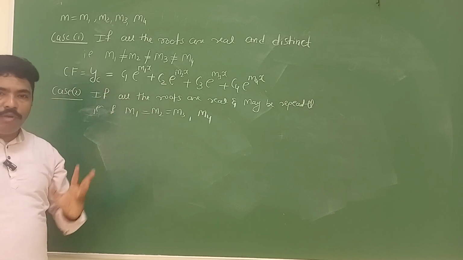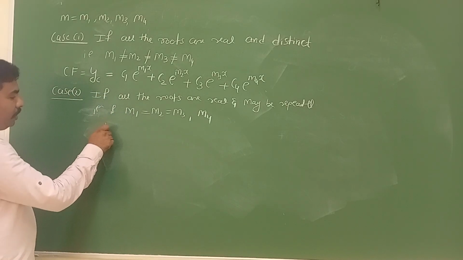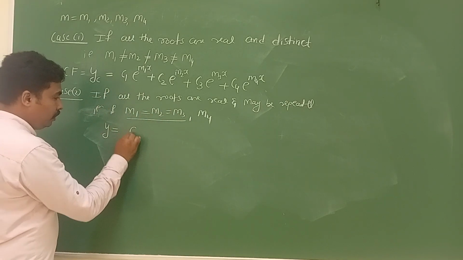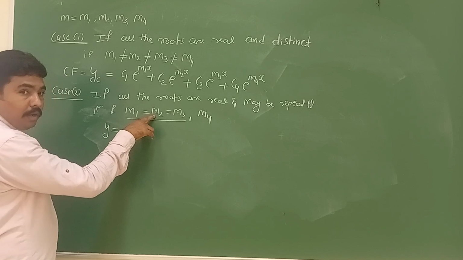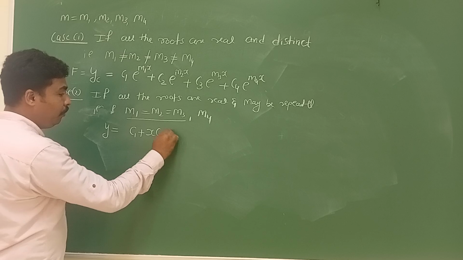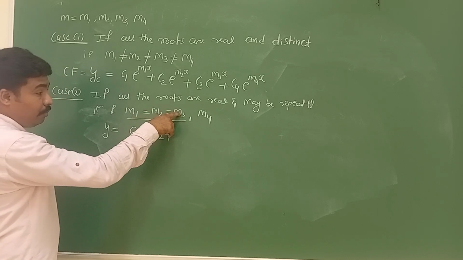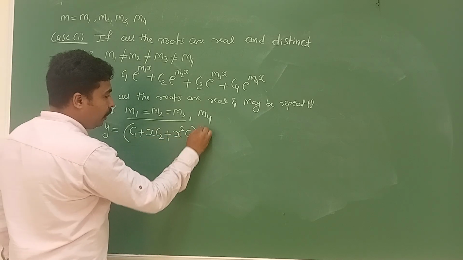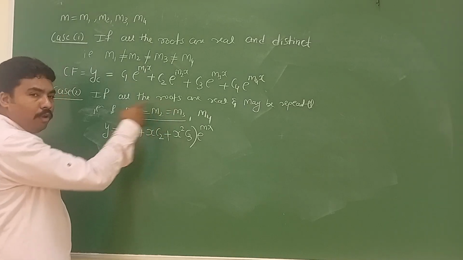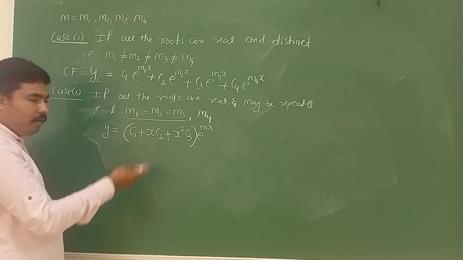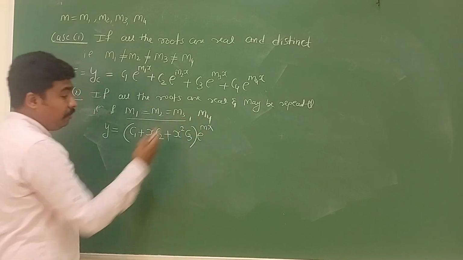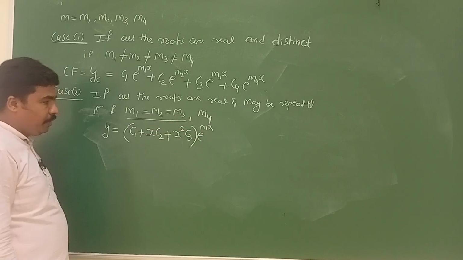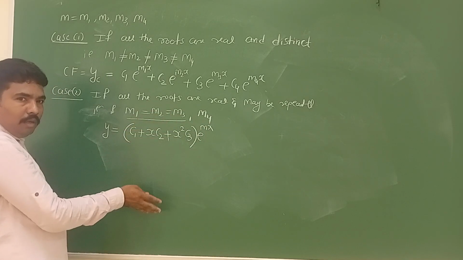Then how do we write the complementary function for this? For the 3 repeated roots, you have to write it like this: c1 e power mx, and if one root is repeated, then it becomes x into c2. If 2 roots are repeated, like m1 and m2, then it becomes x square c3 e power mx, because m is the same for all 3, as all 3 are repeated real roots. If m4 is also the same, then it becomes x cube c4 into e power mx. Here I am taking only 3 real and repeated roots.